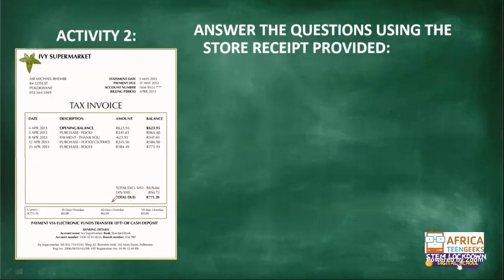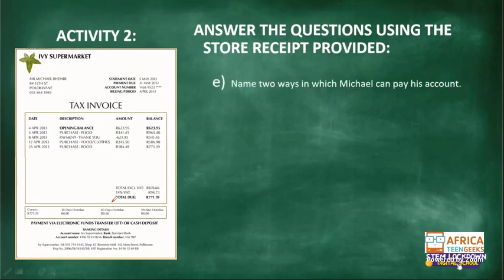Okay, we only have a minute or 2 left. Let's quickly do the next one. Name 2 ways in which Michael can pay his account. Remember, all the information is on the document. How can Michael pay his account? Cash, yes, cash is one. How else can he pay it?